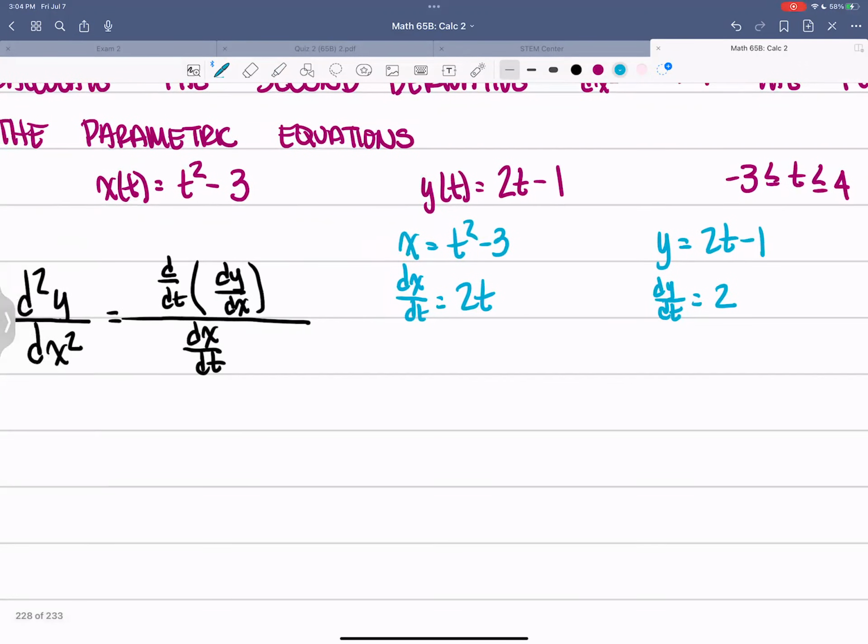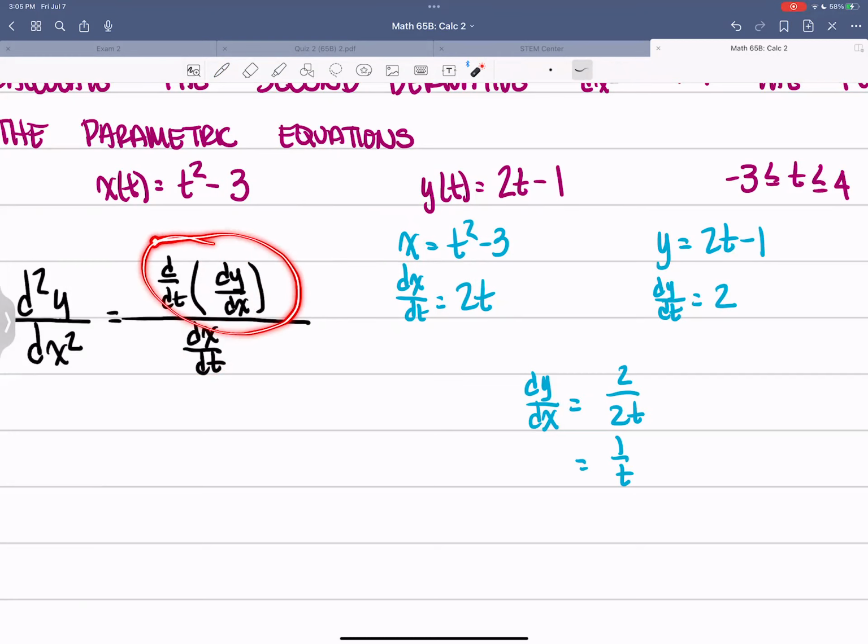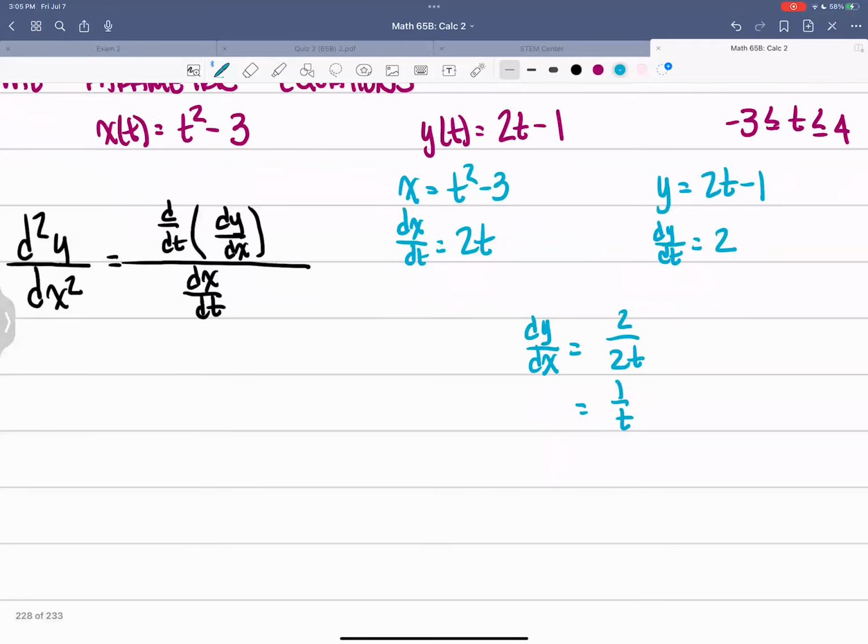And from here, we could find dy/dx. So dy/dx is equal to dy/dt over dx/dt. So that's 1 over t. All right, so we have that. We have this part so far. We actually have this part too. So dx/dt is this one right here. Super cool. Oh, we have to take the derivative with respect to t of dy/dx. So let's do that.